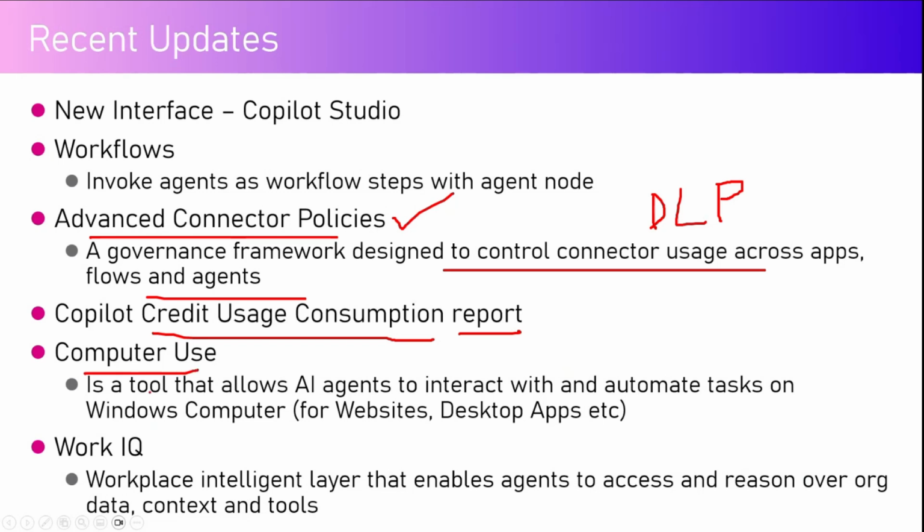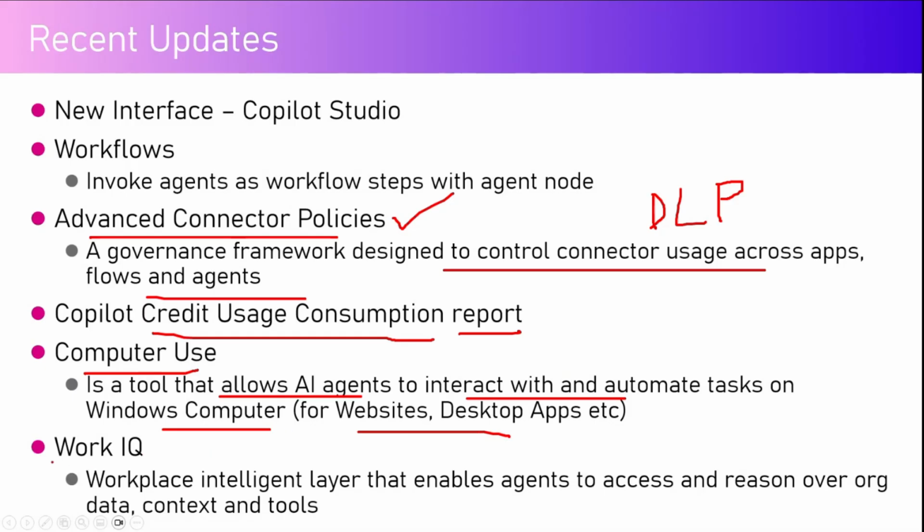Computer use tool, as you all know, this is GA. It's a tool that allows AI agents to interact with and automate tasks on a Windows computer. If you have an application which is legacy, runs on a desktop, or is operating system dependent, like a Windows desktop application, and that application does not have any connector, you can use CUA, the computer use tool, to connect it to an agent.